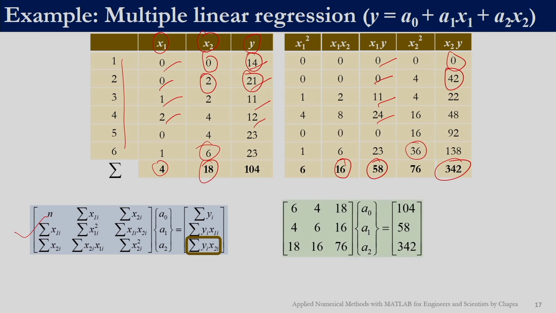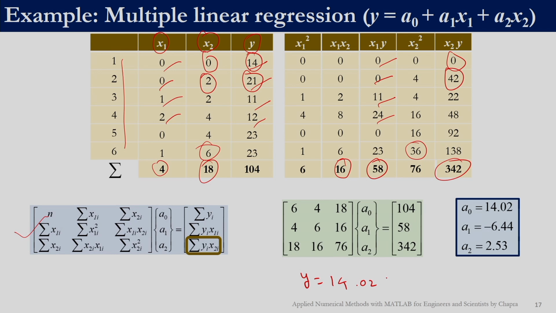Now we have all the values. If we plug them in, these are our 3 linear equations in 3 unknowns. If we solve this, we get these coefficients: A naught is equal to 14.02, A1 is equal to minus 6.44, and A2 is equal to 2.53. So, our model is y is equal to A naught, so 14.02, plus A1 which is minus 6.44 x1 plus A2 x2, which is 2.53 into x2, right.